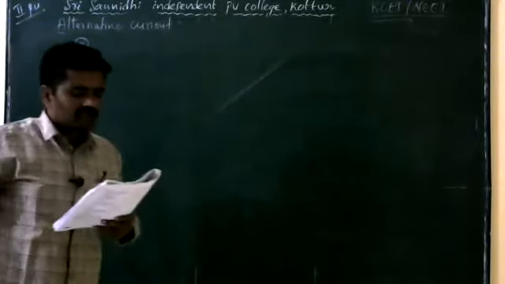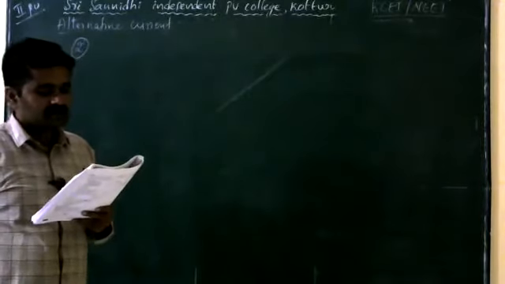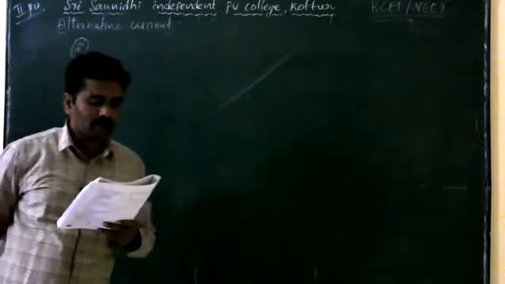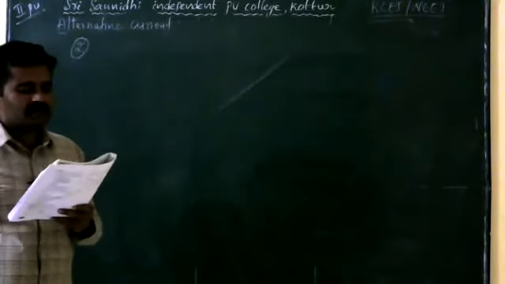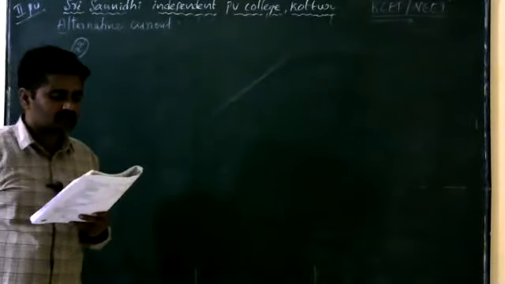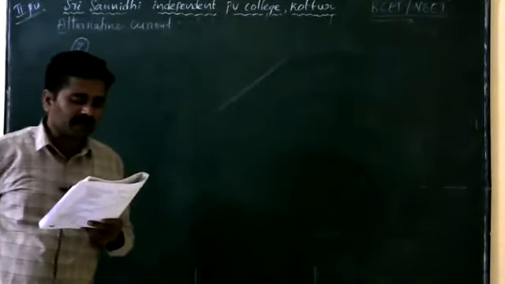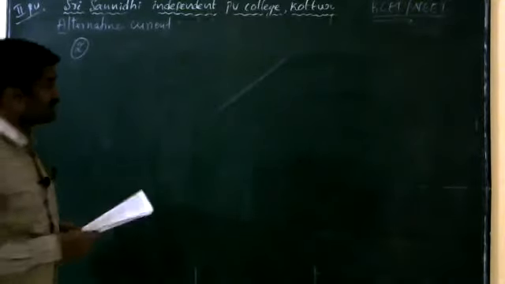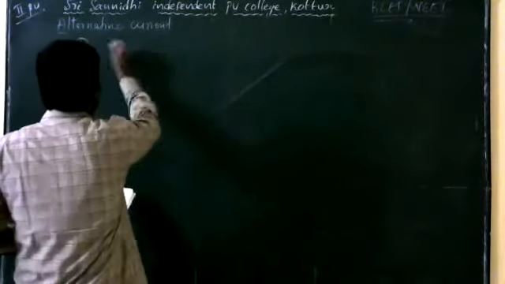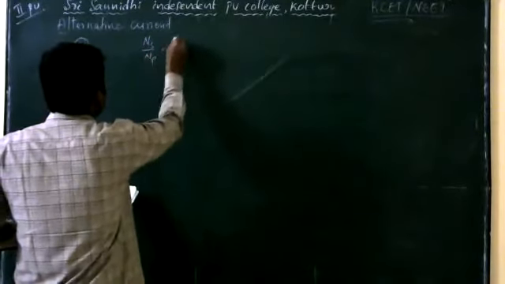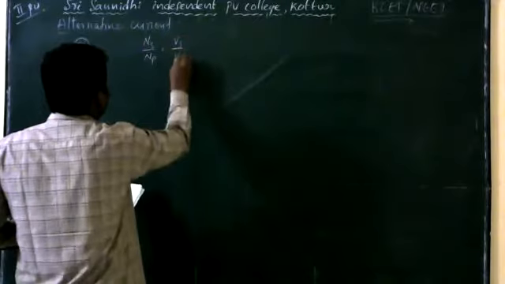A step down transformer has 50 turns on the secondary and 100,000 turns on the primary winding. If the transformer is connected to a 220 volt, 1 ampere AC source, what is the output current of the transformer? You know that in the transformer, NS divided by NP is equal to VS divided by VP.